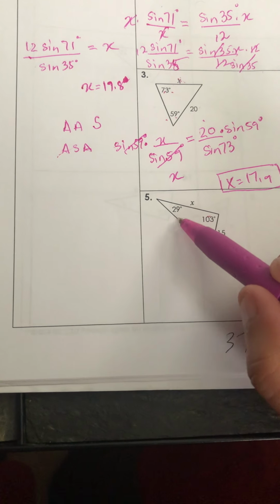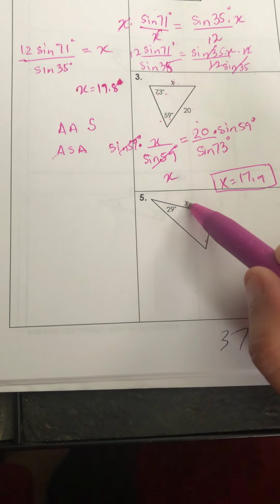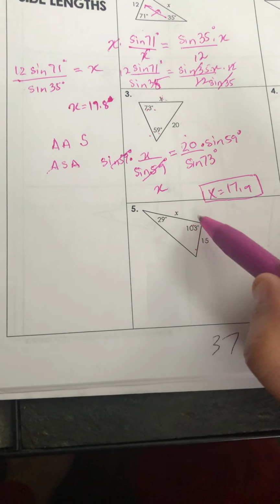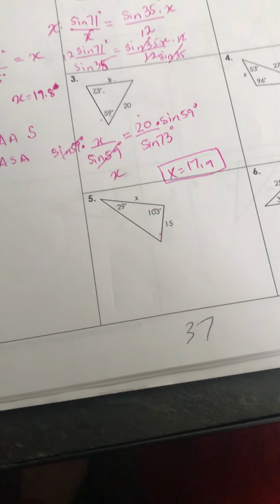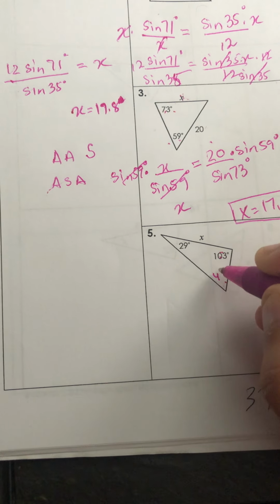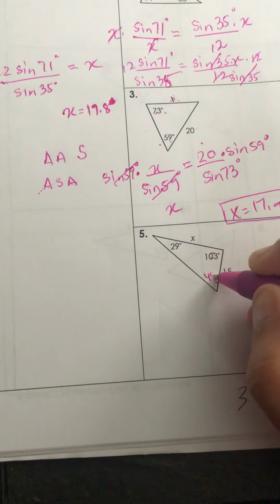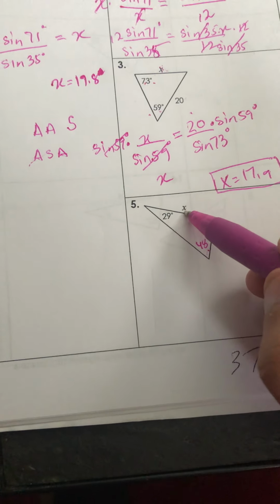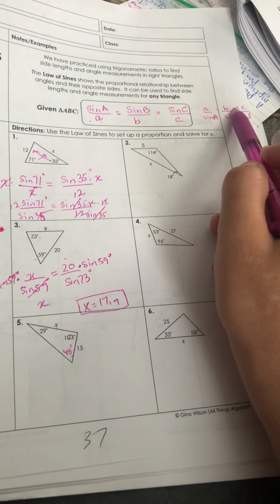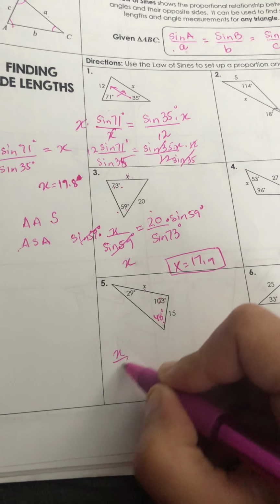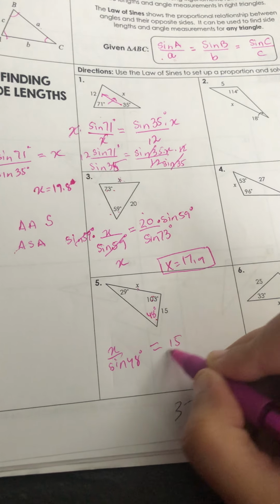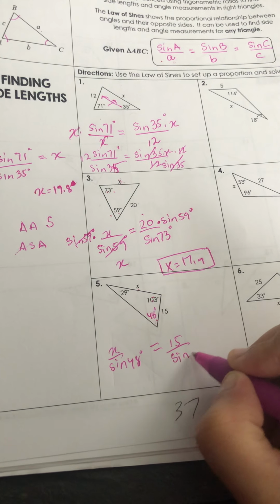At this point, I know I have this side, but I do not have the opposite angle here. I know the sum of all the angles equals 180. So this angle would be, I add them and subtract from 180, I get 48 degrees. Now because we are looking for sides, the hint is, when we are looking for sides, keep sides in the numerator. So I'm going to take x over sine of 48, the opposite angle, is equal to 15 over the opposite angle, sine of 29.